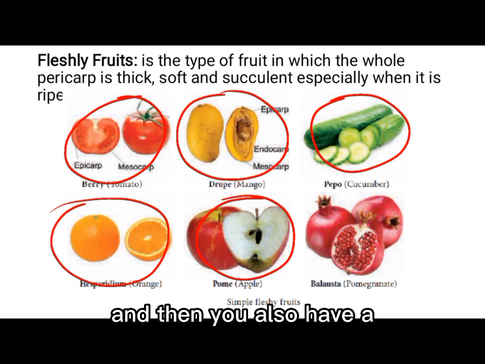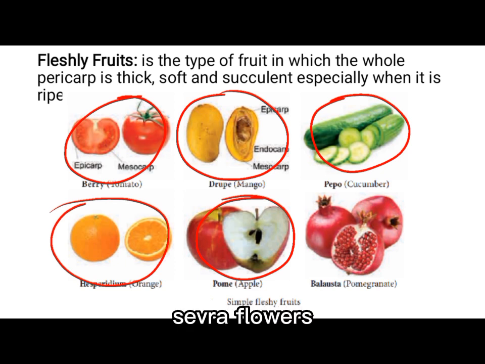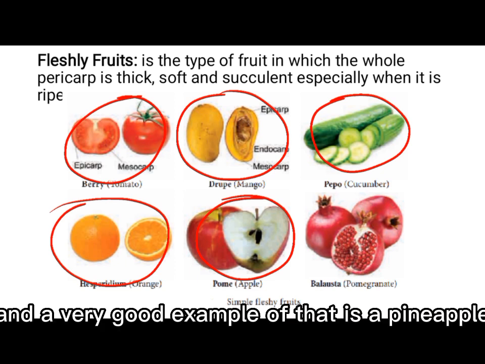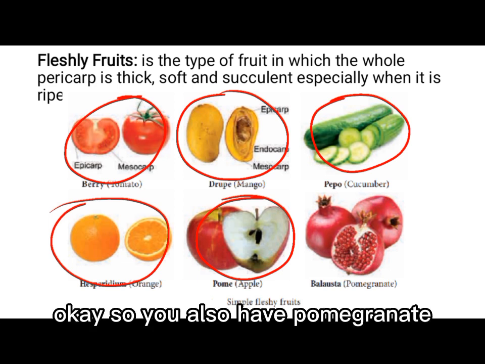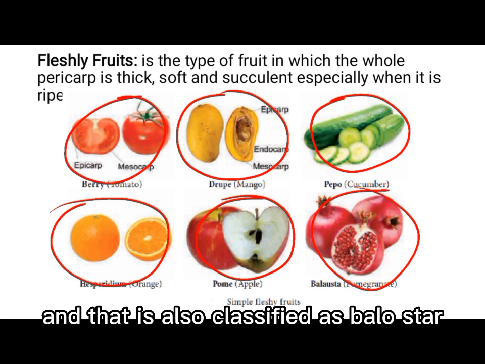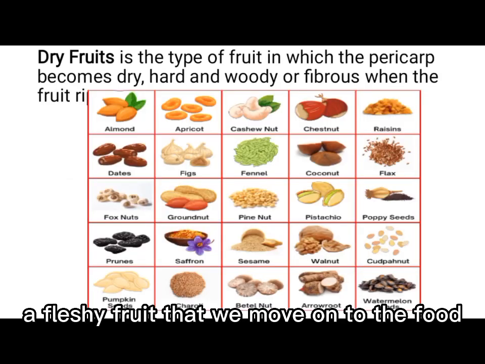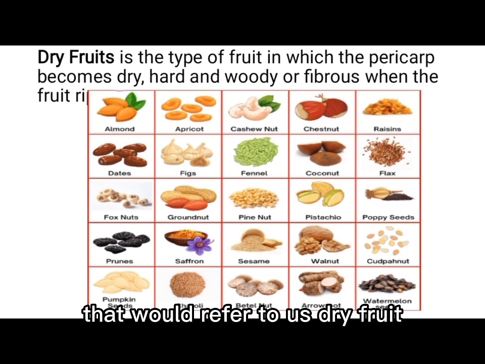And then you also have the sorosis. The sorosis is a kind of fruit that is formed from several flowers, and a very good example of that is pineapple. You also have pomegranate. Pomegranate is a kind of fruit that has a lot of seeds, and that is also classified as balausta. So those are types of fleshy fruit.